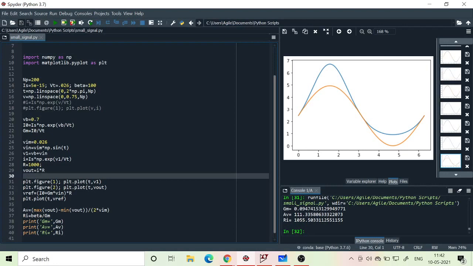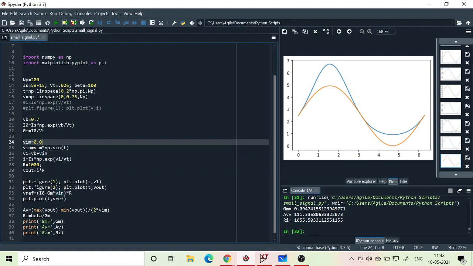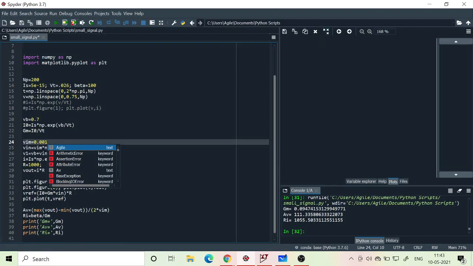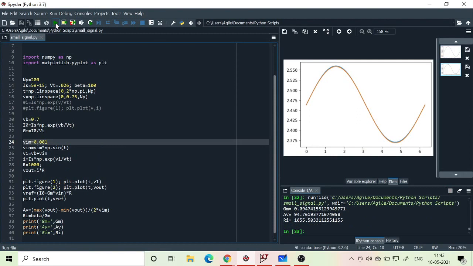How do we go? You just keep your V in amplitude. So this is our V peak amplitude; make it 0.001, 1 millivolt. If you compare with 26 millivolts, 1 millivolt is very small. If you run it, they are alike, no difference. So output is just a gain multiplied by input, and gain is 94.